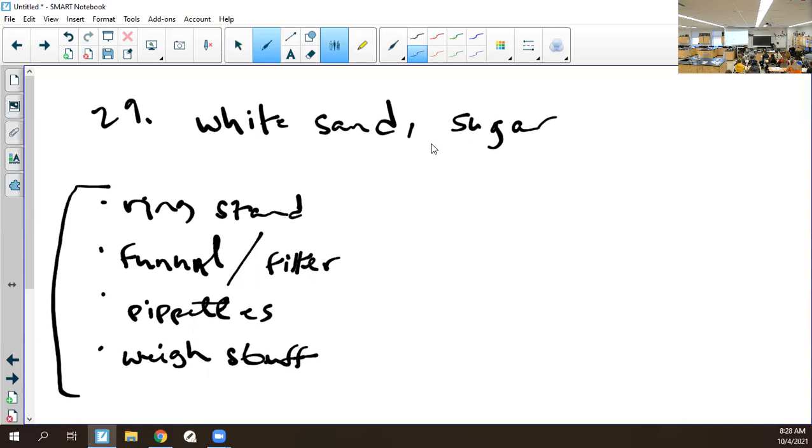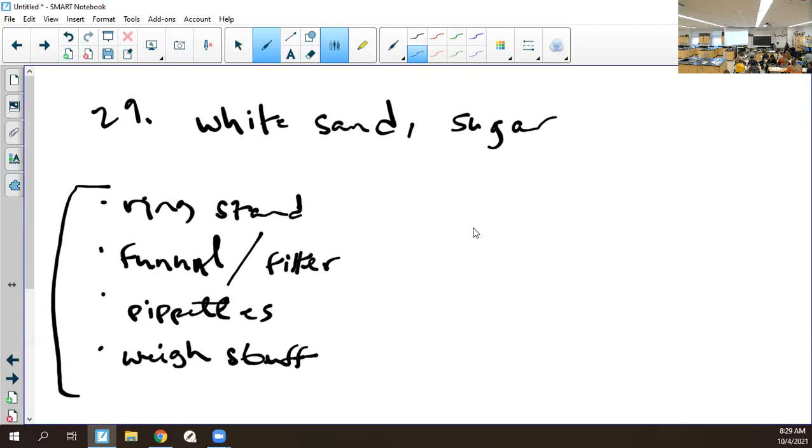Blowtorch. No, we don't want to set this stuff on fire. Okay, what did you say? Sugar burns. Sugar burns and sand doesn't. We want to physically separate these guys so you can recover both components. That's a key part of this question.